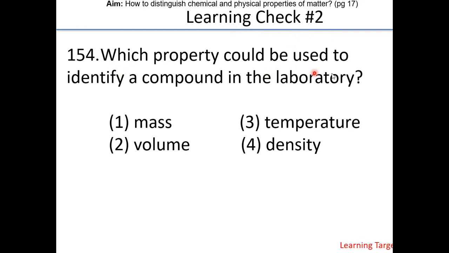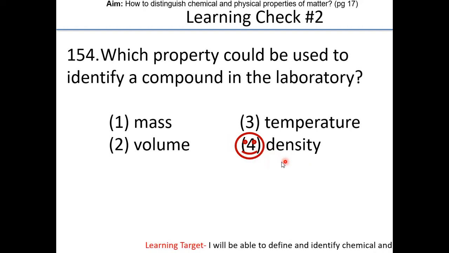Which property could be used to identify a compound in the laboratory? Try this yourself, pause the video, and resume once you're done. Okay, so the answer is 4, density. If you know the density of a substance, it can help you identify it, right? Because each substance has a unique density. Density is an intensive property, while the other ones are all extensive, right? So they may not be as useful.